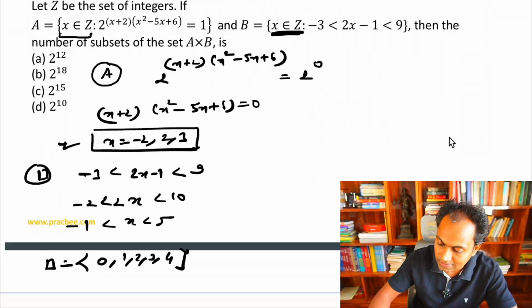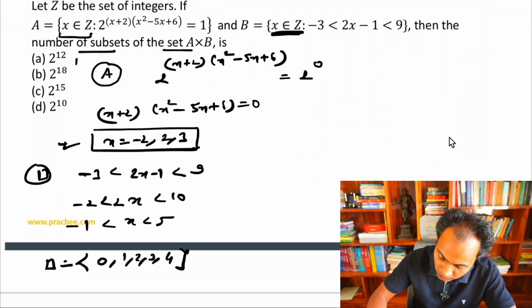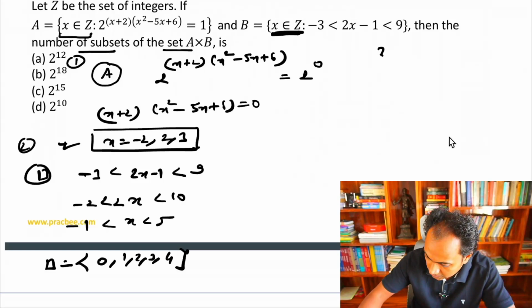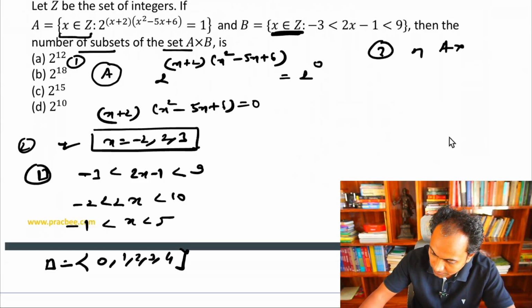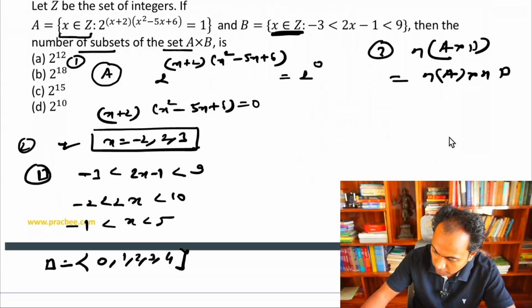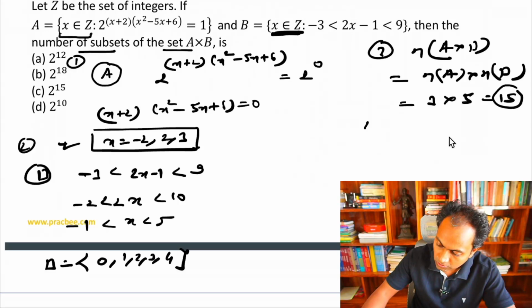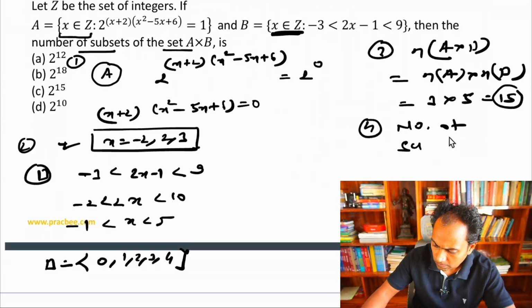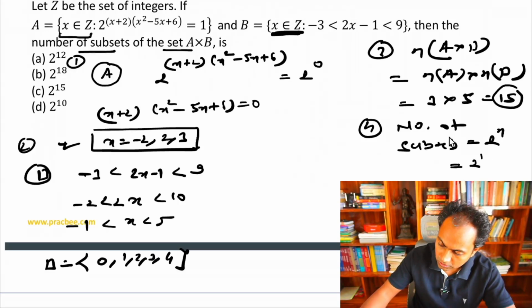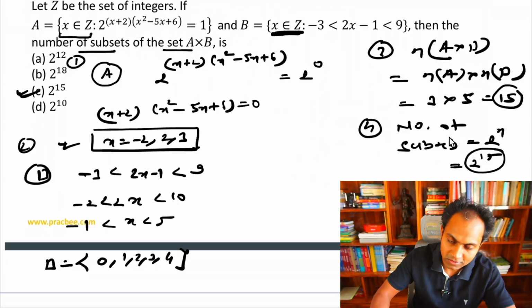Now what they are saying is number of subsets. If you want to find subsets, in the next part, so this was the first part, this is the second step. In the third step, we'll have to find number of elements in A cross B. This is equal to number of elements in A into number of elements in B. In A we had 3 elements, in B we had 5 elements, total elements become 15. So in the fourth part, if I want to find number of subsets, it will be equal to nothing but 2 raised to the power n, or 2 raised to the power 15. So you can see that C option matches.